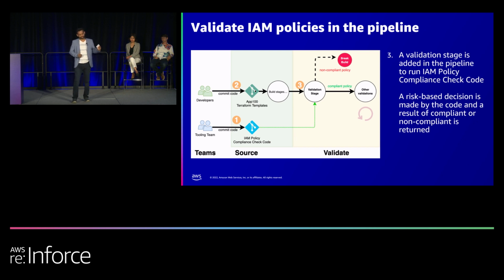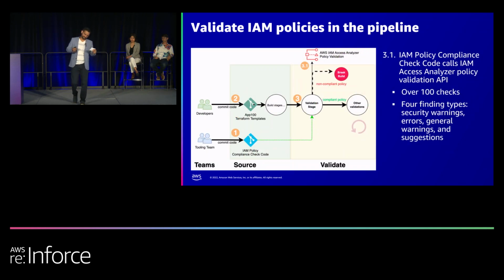So the next logical question is, what is happening in the validation stage? So the secret sauce here, as we're revealing it, is the developers now have App 100, which calls the validation stage, as we know. The validation stage in turn intercepts the resource, and in this case we're concentrating on the IAM policy, right? So it sends the IAM policy to AWS Access Analyzer for policy validation.